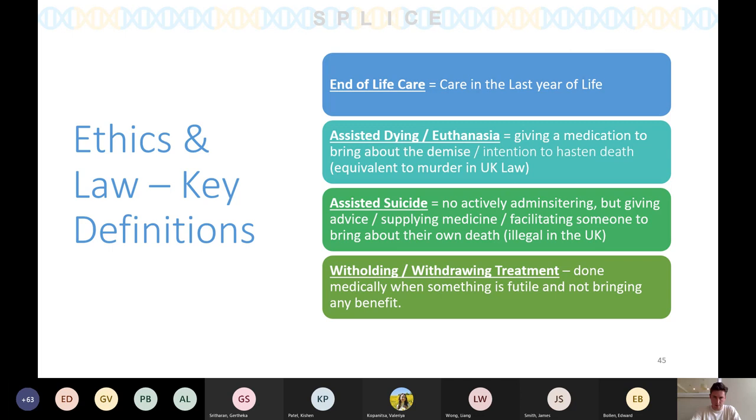Then a slight nuance on that is withholding and withdrawing treatment, and this is regarded differently in UK law. It's essentially when a medical treatment is not providing any benefit to the patient, so it is not in their best interest, and can either not be given or withdrawn if the treatment's already been started. The best example of this is CPR. Issuing a DNA CPR form is the medical team withholding that as a treatment because it's most likely going to provide no medical benefit and instead will cause harm and distress.